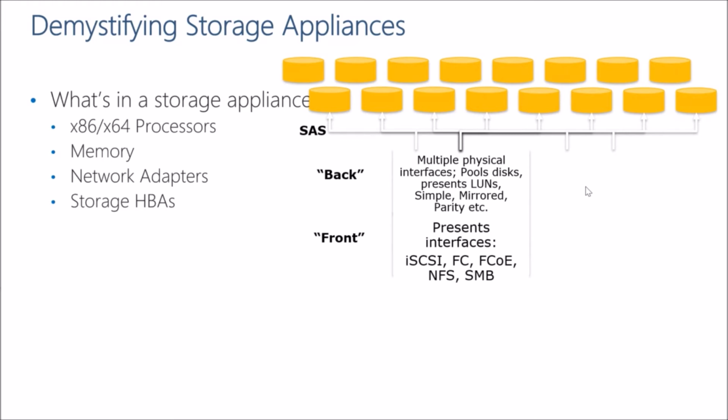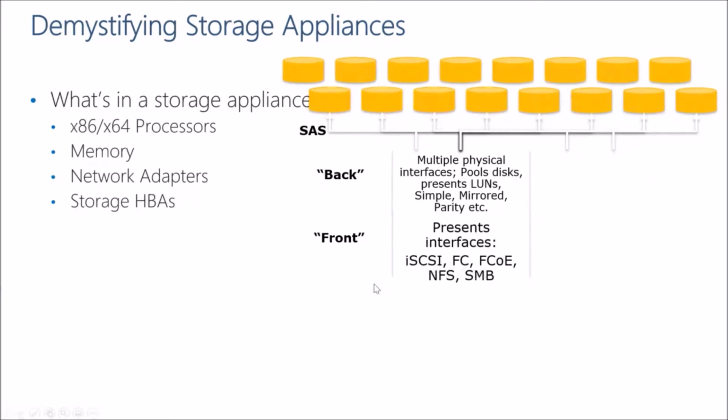FC stands for fiber channel. So using fiber optics to communicate to these disks, and FCOE is fiber channel over Ethernet. So again, sending fiber channel commands over Ethernet. NFS and SMB are the network file sharing type app protocols. NFS, network file system, is Linux based, whereas SMB, as we all know, are the Windows type shares.